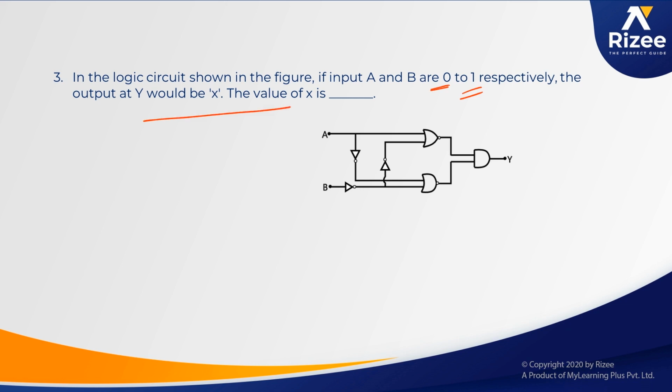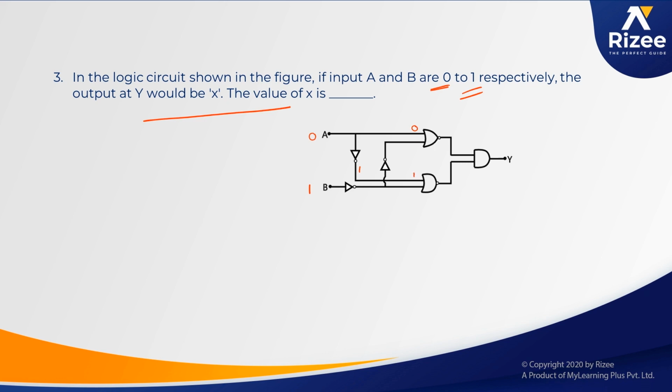What is the output y for a given x value? Suppose A is given as 0 and B is given as 1. When 0 is given as an input to A, the same 0 will flow to the OR gate as a 0, and over here the NOT gate will convert it to a 1, and it will be fed to the second OR gate as 1.